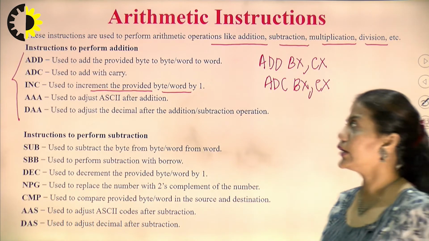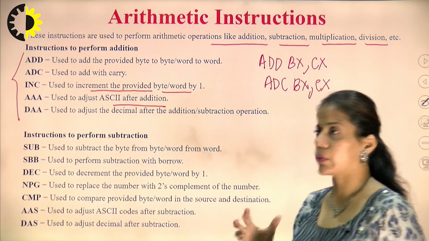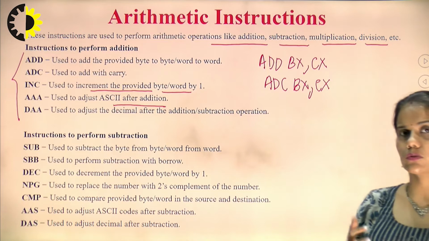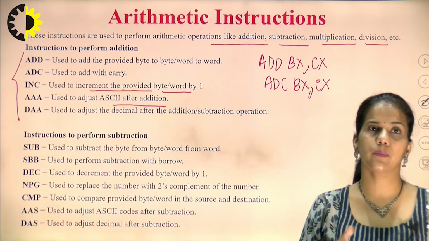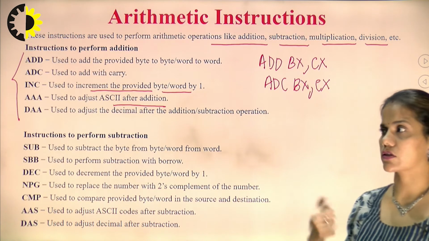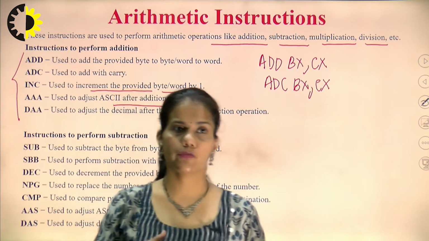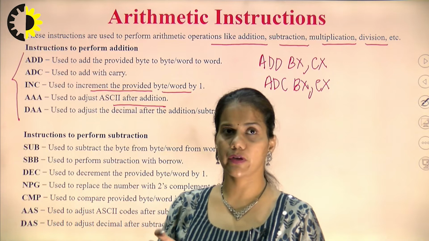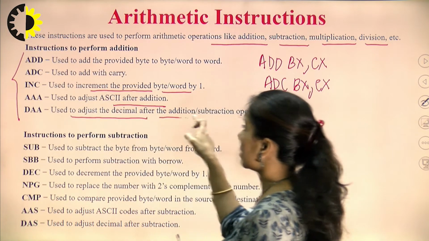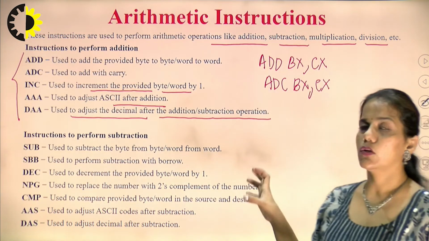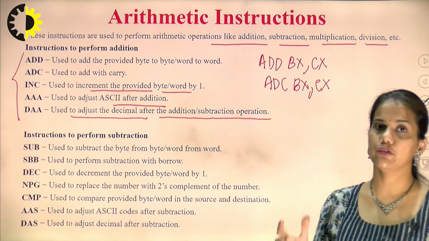AAA, that is the ASCII adjust after addition. So this instruction is used whenever some ASCII operation is performed. So the addition of the two numbers is performed and we want the result to be in the perfect ASCII format. So this instruction will work in that case and it will give the obtained output of the addition into a perfect ASCII representation. DAA, that is used to adjust the decimal after addition or subtraction. This instruction will give the output in the perfect BCD format.